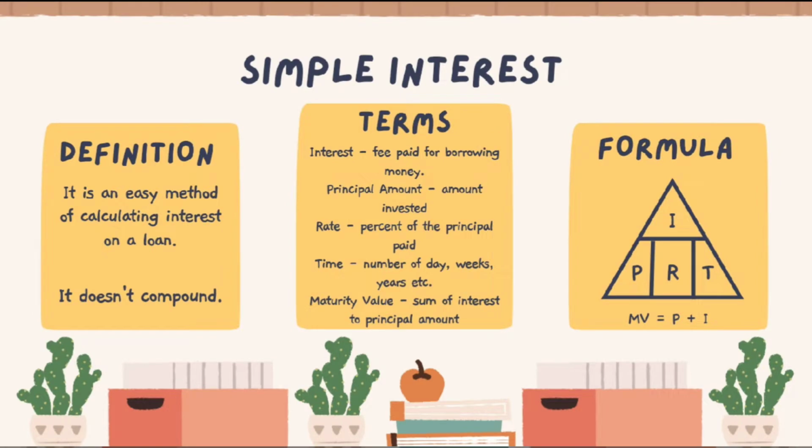First, what is simple interest? It is an easy method of calculating interest on a loan, and it doesn't compound. Here are the terms we need for simple interest. Interest, fee paid for borrowing money. Principal amount, amount invested. Rate, percent of the principal paid. Time, number of days, weeks, years, and etc. Maturity value, sum of interest to principal amount.